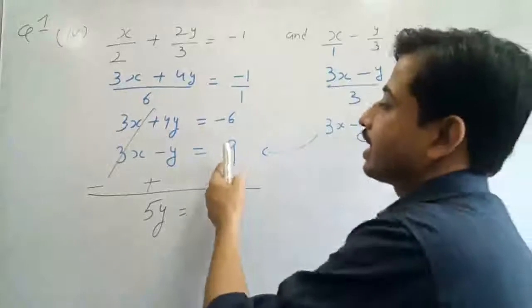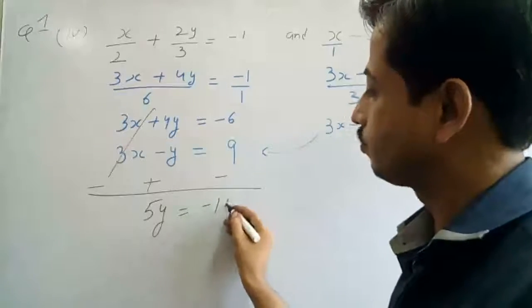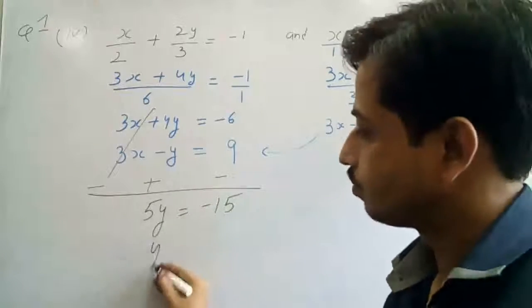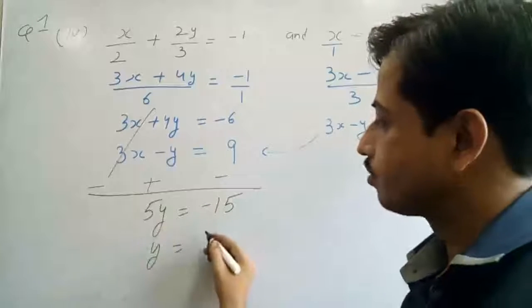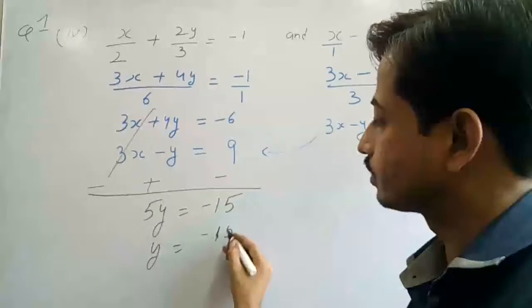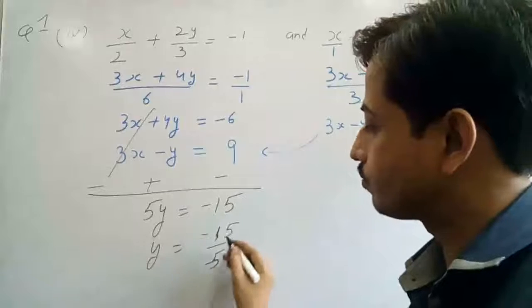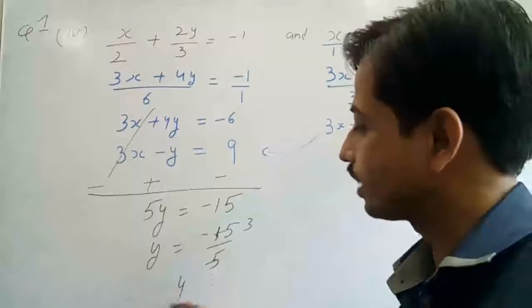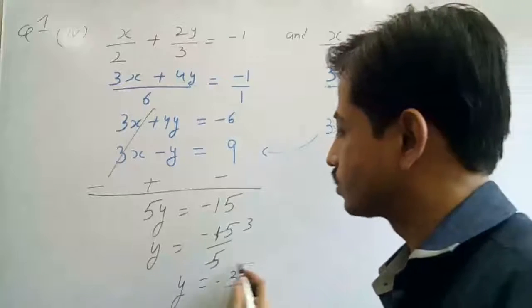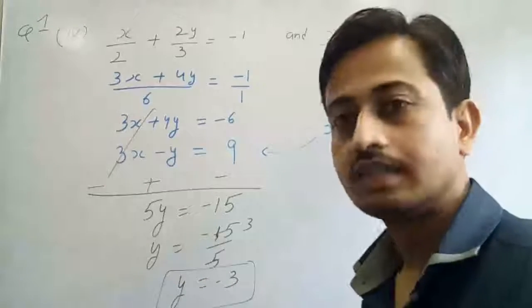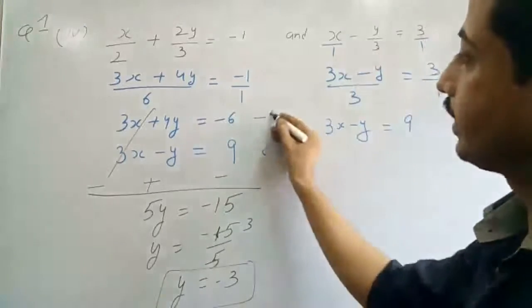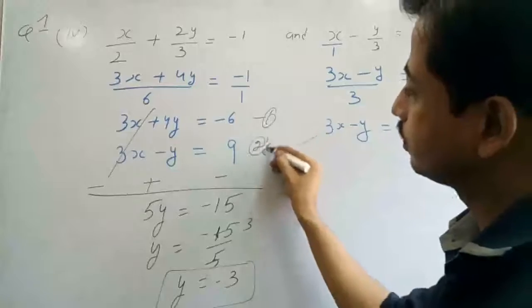Now minus 9 and minus 6, minus 15. Solve this. Y is equal to, take the 5 to the denominator part. So 5 1 is 5, 5 3 is 15. What I get? I get y is equal to minus 3. Now make it equation 1. This is equation 2.